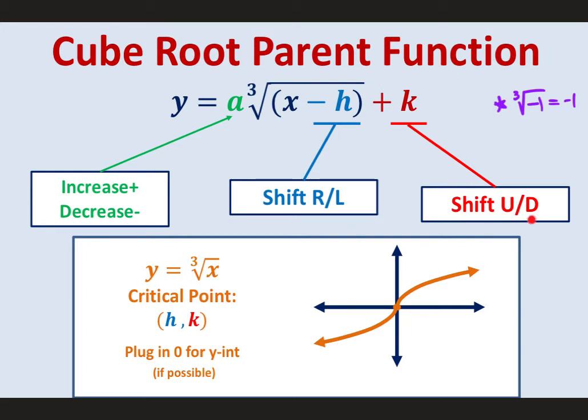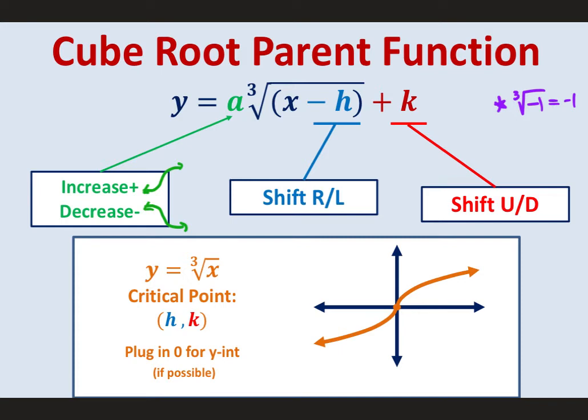This k value, it controls an up and down shift. And then this a value, it controls whether our graph is increasing or decreasing. And what I mean by that is kind of like a square root was half of a sideways parabola, a cube root is going to be a sideways cubic. So by increasing, I mean it's going to look like a cubic on its side but going uphill, and decreasing would be looking like a cubic on its side but going downhill. So it's kind of like you turn your head sideways, draw a cubic, and then when you look back, increasing goes uphill, decreasing goes downhill for that graph.